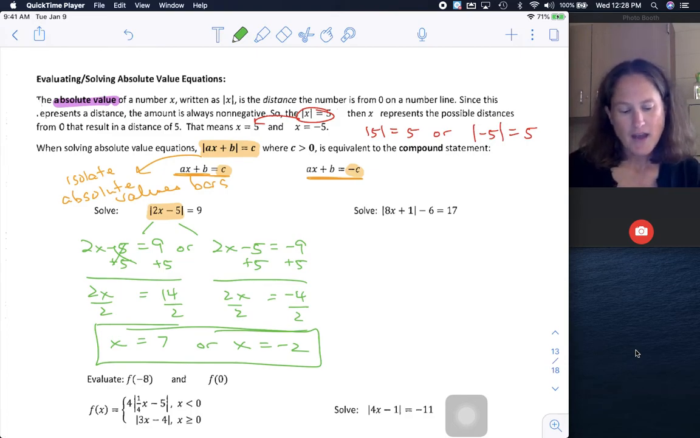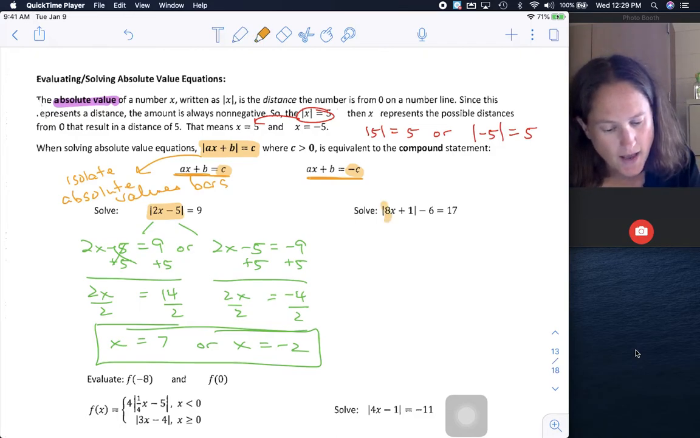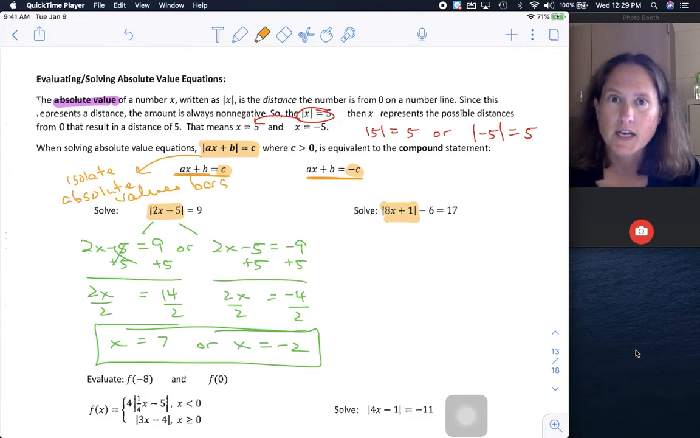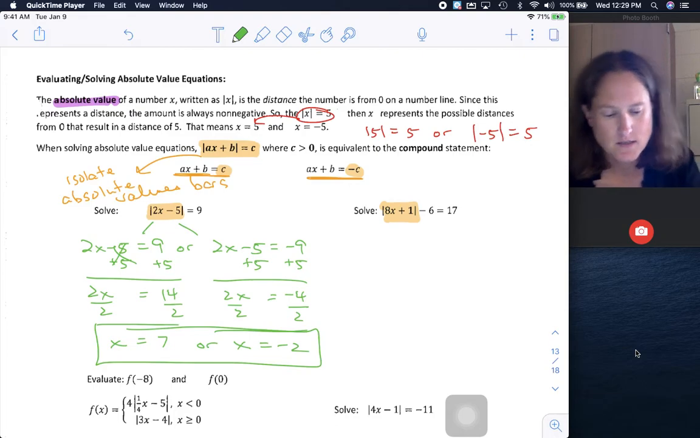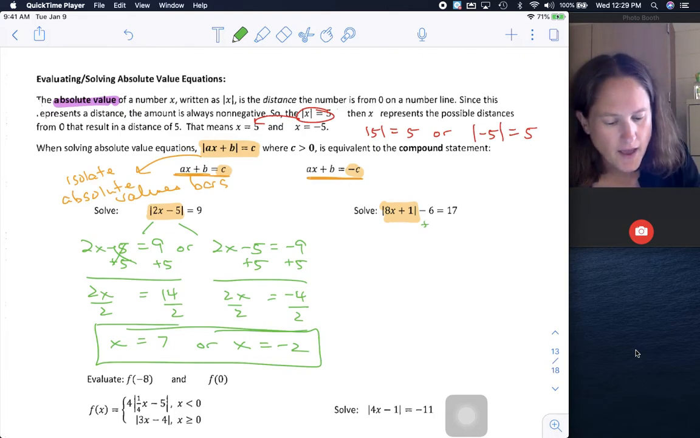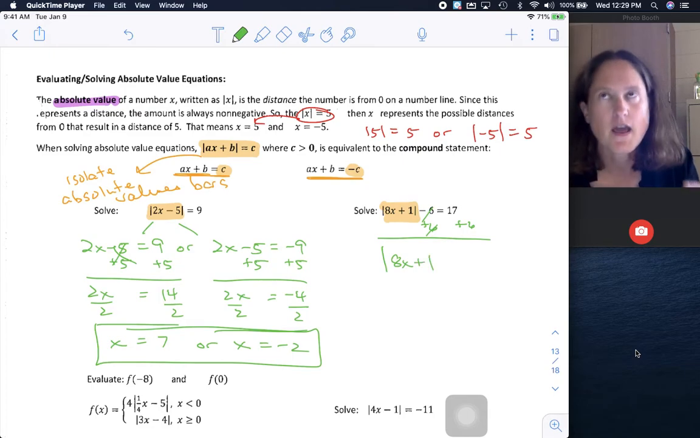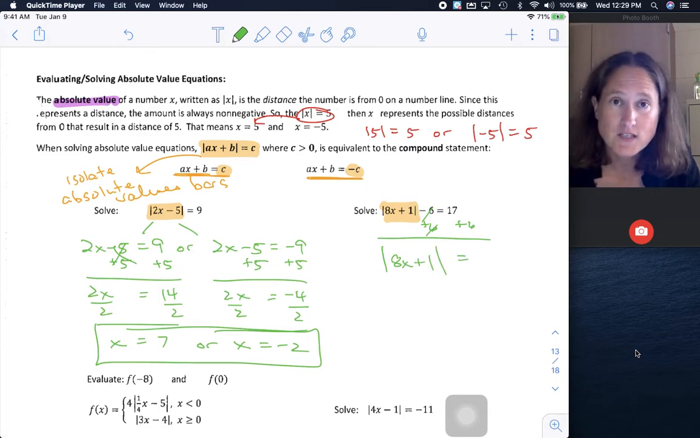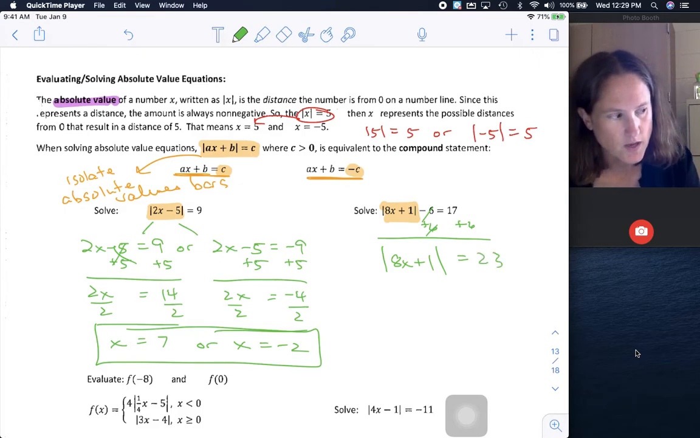Okay? Now, for the second one, very similar. The only difference, though, is that we do not have the absolute value bar isolated. So before you can do anything else, you've got to get rid of that minus 6. So what's the inverse operation? Move it to the other side. I'm going to add 6 to both sides. That will leave me with the absolute value of 8x plus 1 is equal to 17 plus 6, which is 23.